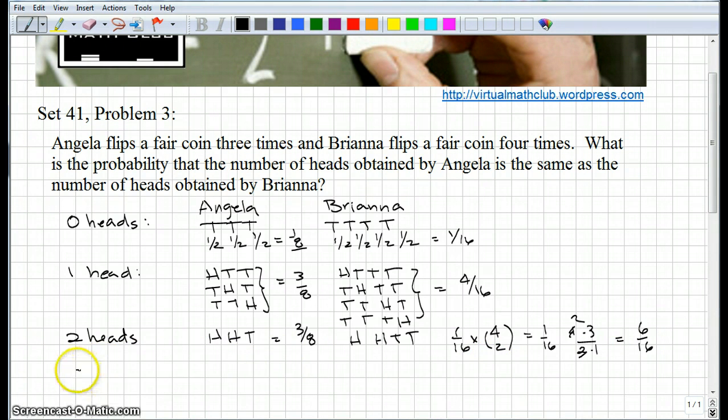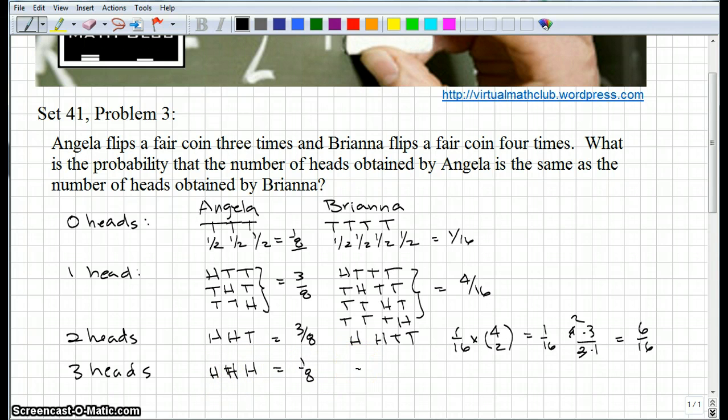Alright, last one is 3 heads, because that's the most number of heads that Angela can get, because she's only got 3 coin flips, right? So hers is just going to look like heads, heads, heads, alright? And that's just going to have a 1/8 probability, a 50-50 chance for each coin flip.